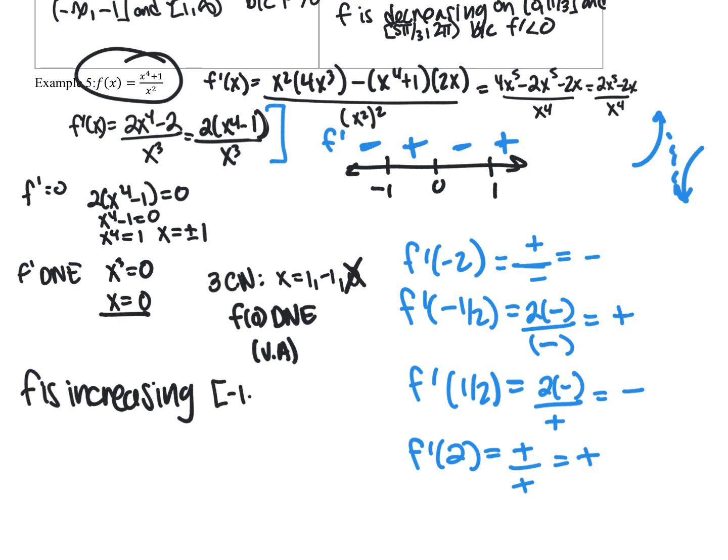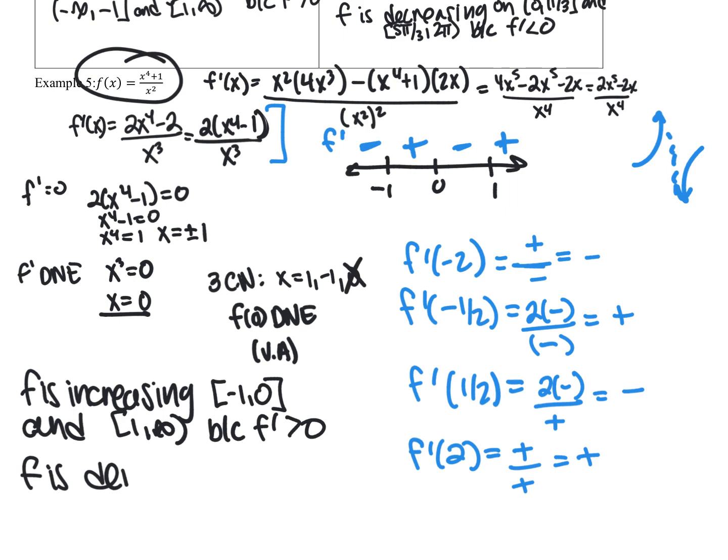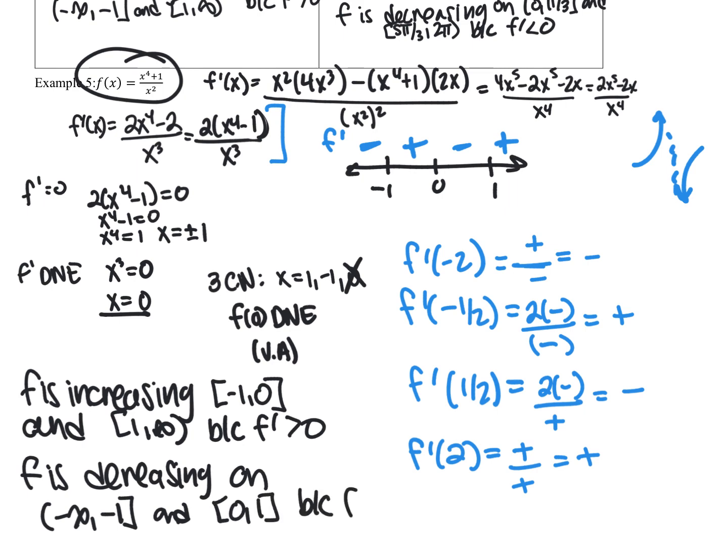from -1 to 0 and 1 to infinity because f prime is greater than 0, and f is decreasing on -infinity to -1 and 0 to 1 because f prime is less than 0.